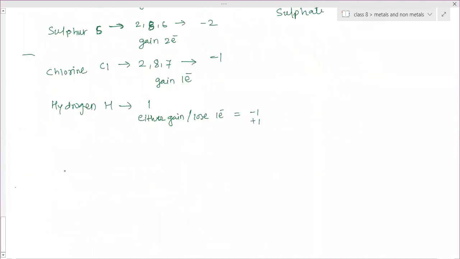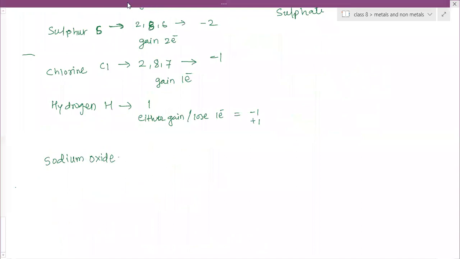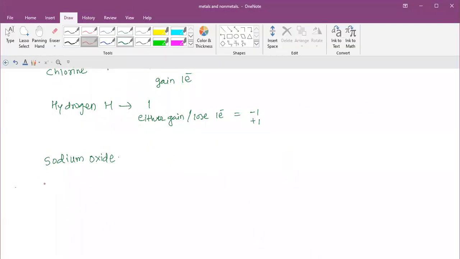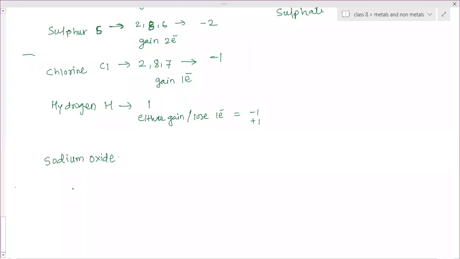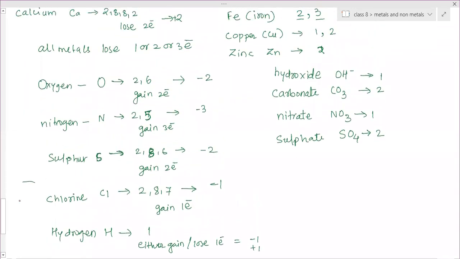Now here you have to write the formula of sodium oxide, suppose. Sodium oxide is the name of the compound. How to write the formula of it? So what do we have to write? Sodium is there first, so write the symbol of sodium. What is the symbol of sodium? Na. And oxide means oxygen.